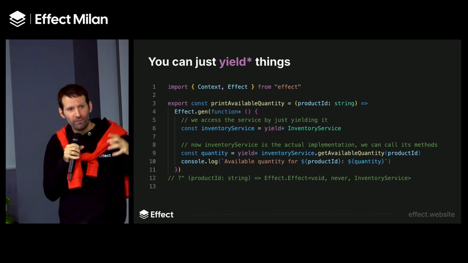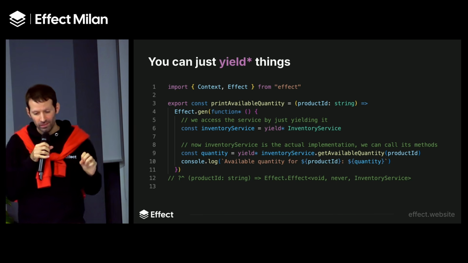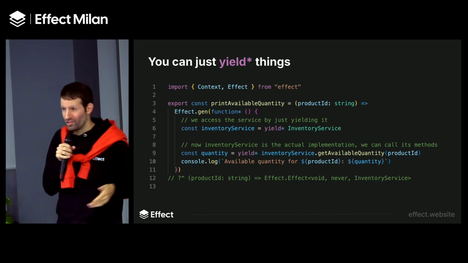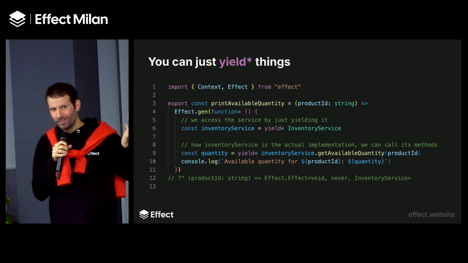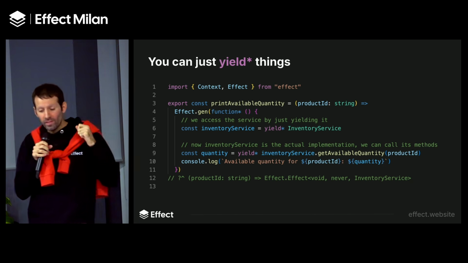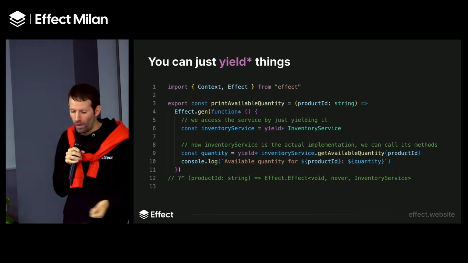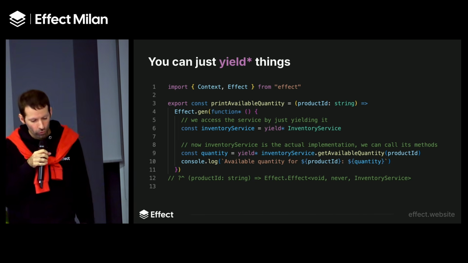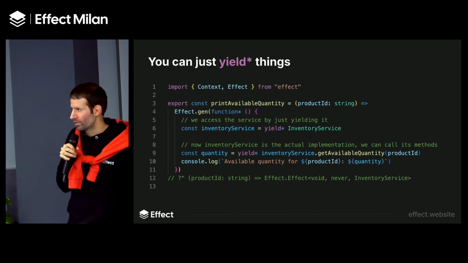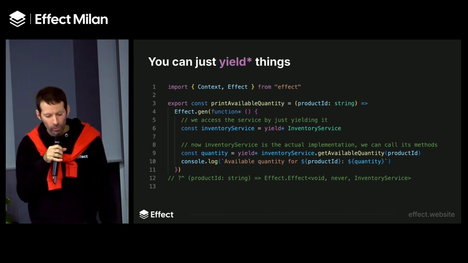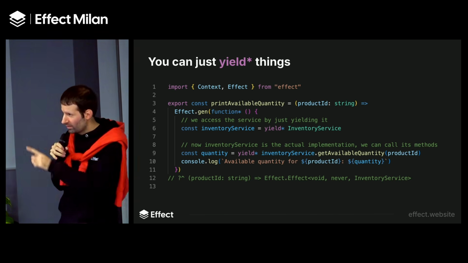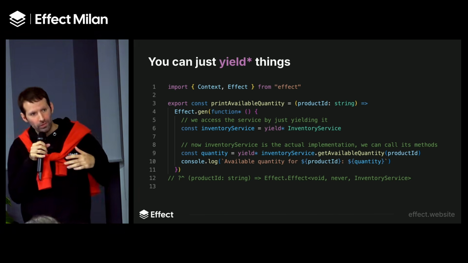And now that we have defined the service, we need to access it. How? Well, in Effect, if we are, for example, inside an Effect.gen, we can just yield things. You can just yield the tag identifier of your service, and you will get back the actual implementation. And then with the actual implementation, you can call the methods you have on your service. And again, you can see that the generators are smart, because when we yield the service, we automatically get the service that we yielded as the third type parameter of the resulting inferred effect.